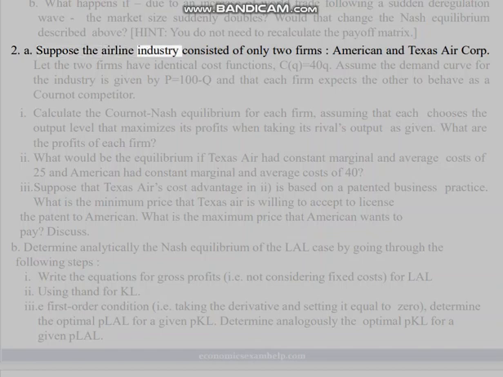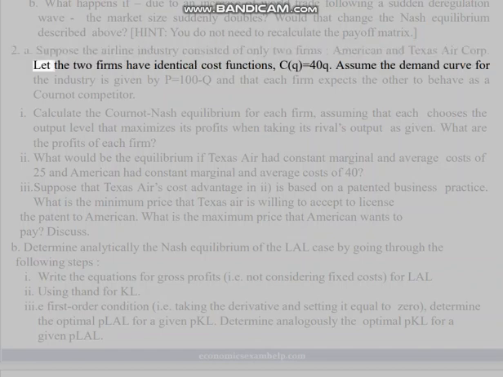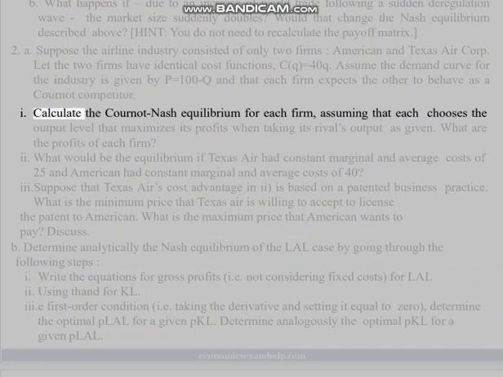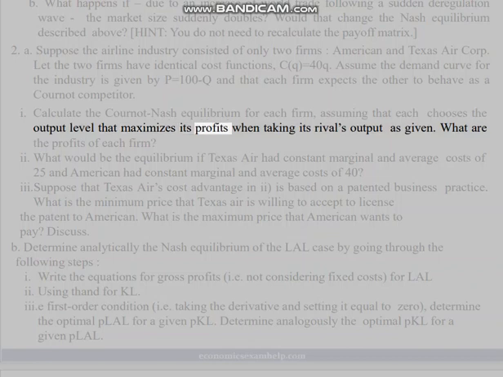2. A. Suppose the airline industry consisted of only two firms, American and Texas Air Corporation. Let the two firms have identical cost functions, C(Q) equals 40Q. Assume the demand curve for the industry is given by P equals 100 minus Q, and that each firm expects the other to behave as a Cournot competitor. 1. Calculate the Cournot-Nash equilibrium for each firm, assuming that each chooses the output level that maximizes its profits when taking its rival's output as given. What are the profits of each firm?